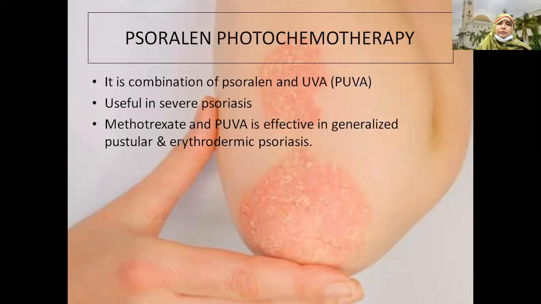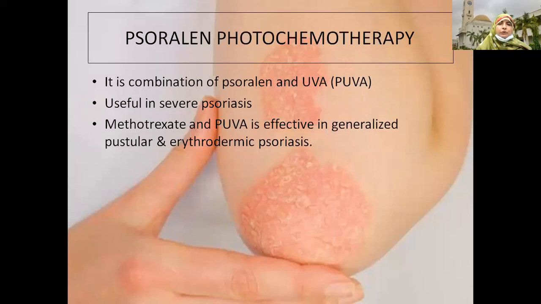Then UVA therapy can be combined with a chemical known as psoralen. So psoralen and UVA is known as PUVA therapy, which is useful in severe psoriasis. And sometimes this may become the treatment of choice. So phototherapy is a very good choice for patients, but the only problem is that they have to visit the hospital 2 to 3 times a week.